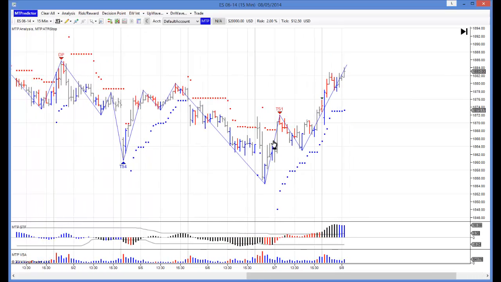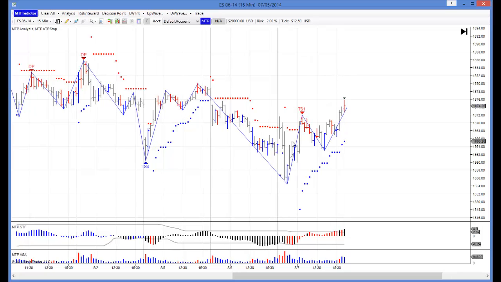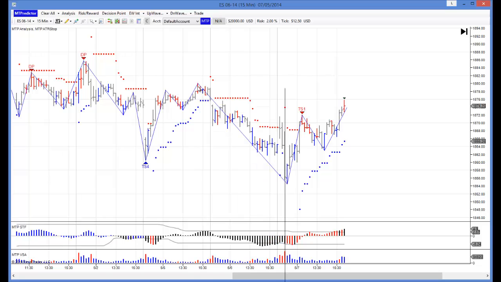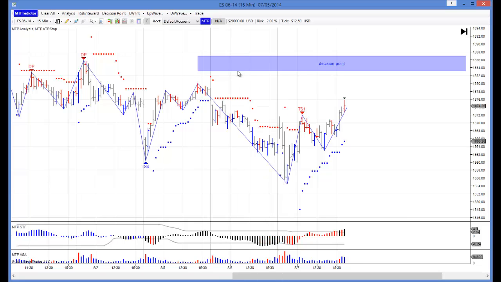And if I go back to before the market even opened yesterday, there it was. Here's our last pivot high. You can see it's a clear swing to the low. There's our last pivot high. Right mouse click. That's where the decision point came from. So there it was on the chart in advance.